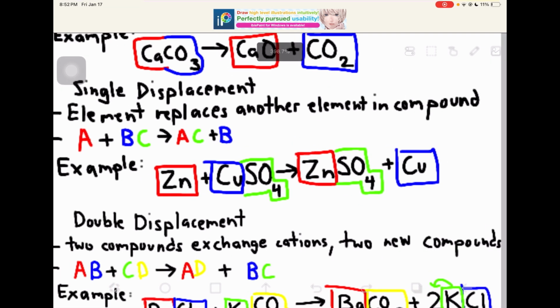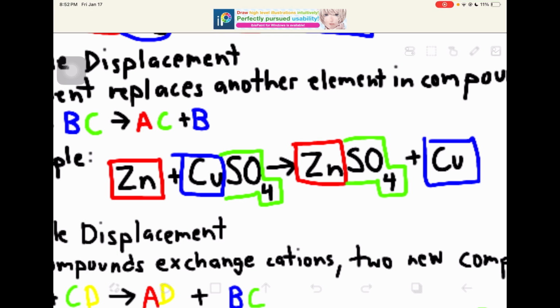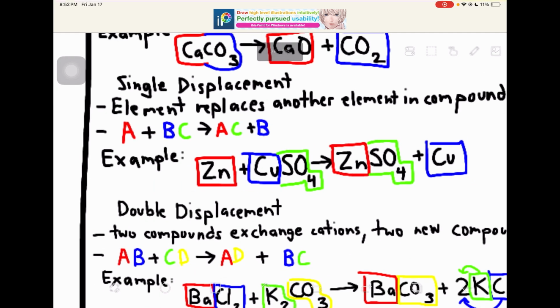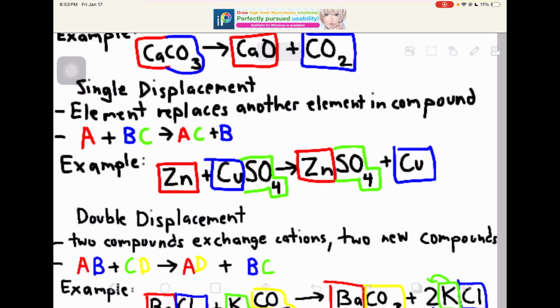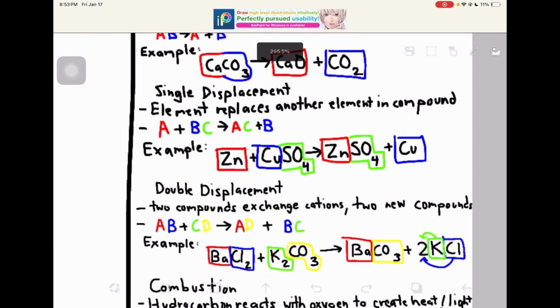As you could see, it's color-coded almost the exact same. So A is your zinc, B is your copper, and C is your SO4. I don't know this, unfortunately, but I hope you get the gist. As you could see, the SO4 over here used to be attached to copper, but now it's attached to zinc. So that SO4 replaces another element in a compound.